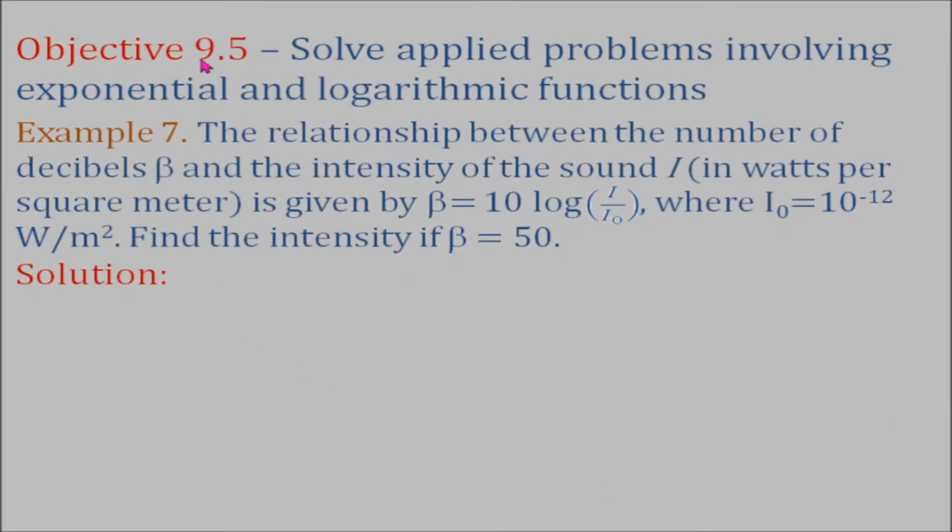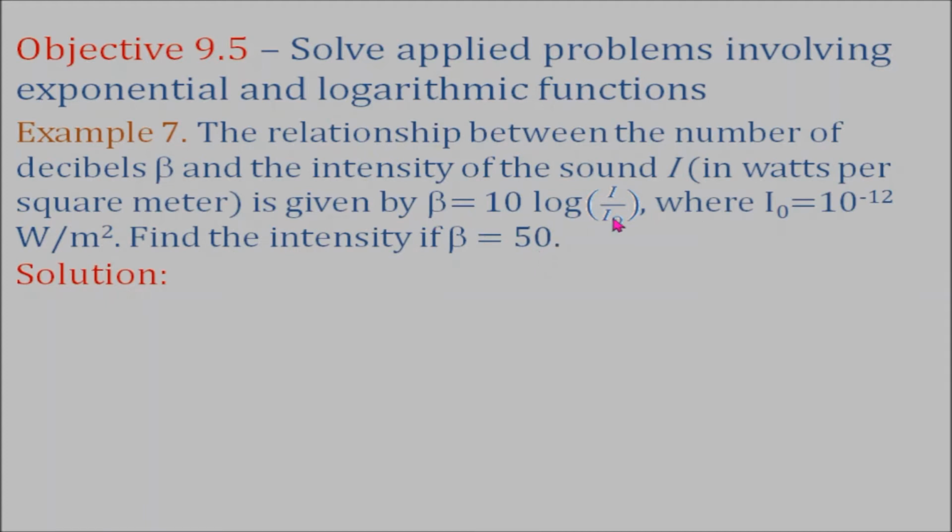Objective number 5. Solve applied problems involving exponential and logarithmic functions. Example number 7. The relationship between the number of decibels B and the intensity of the sound I in watts per square meter is given by B equals 10 log times the quantity I over I sub 0, where I sub 0 equals 10 to the power of negative 12 watts per meter squared. Find the intensity if B equals 50.